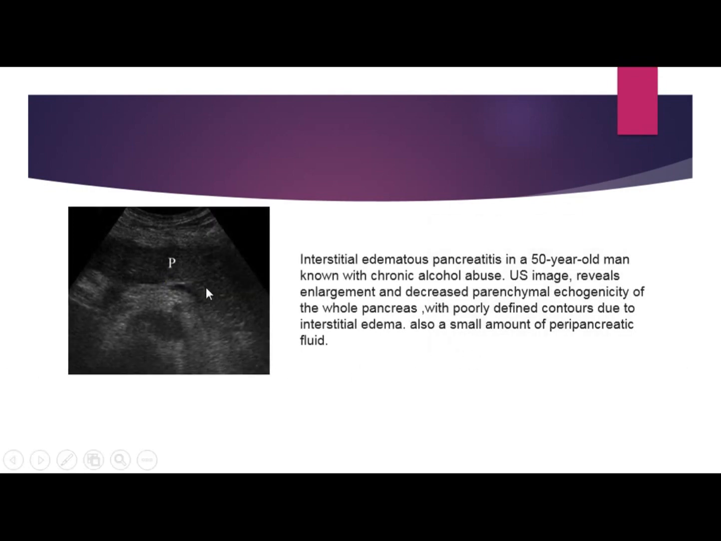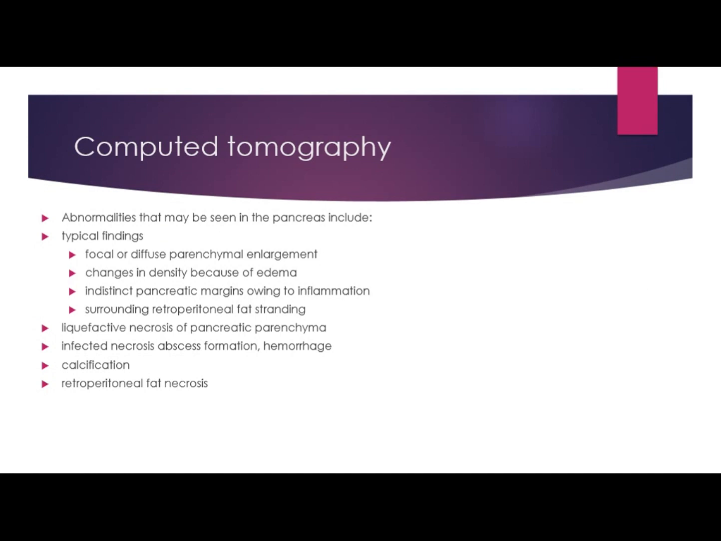Interstitial edematous pancreatitis in a 50-year-old man with alcohol abuse. Here, enlargement of the pancreas and decreased echogenicity of the pancreas. CT findings: maybe there's a focal change, maybe focal pancreatitis. At the pancreatic margin, there will be fat stranding or edema around the pancreas. Maybe there are complications like calcification, cirrhosis, pseudoaneurysm, hemorrhage, and abscess that can also be seen on CT.